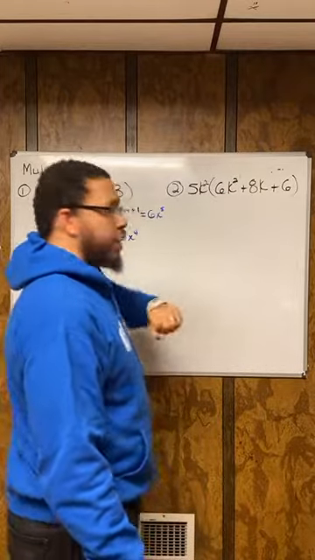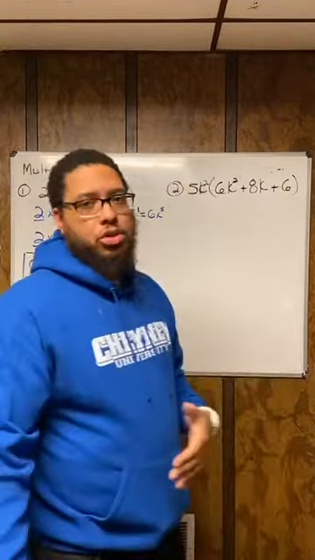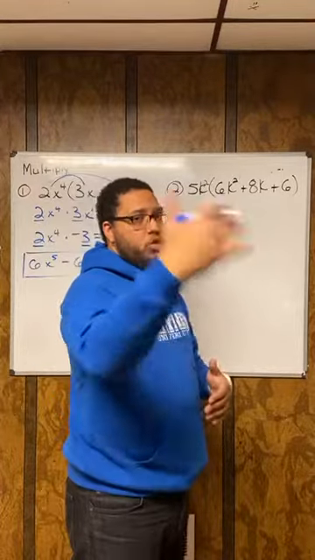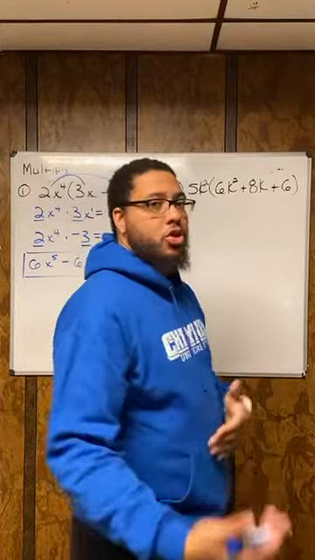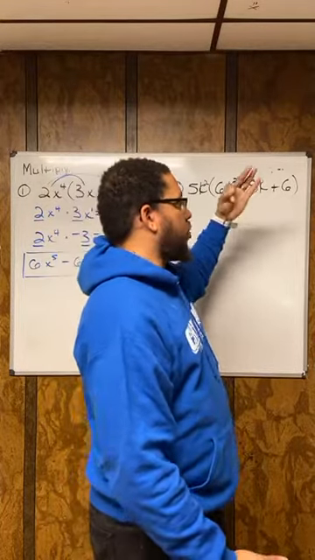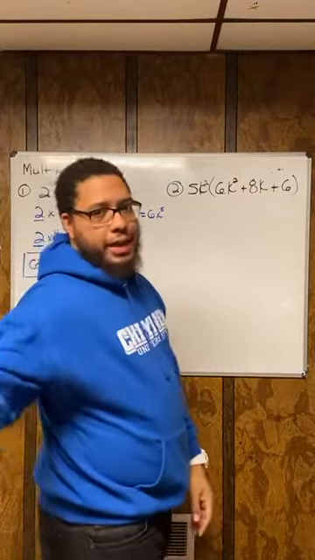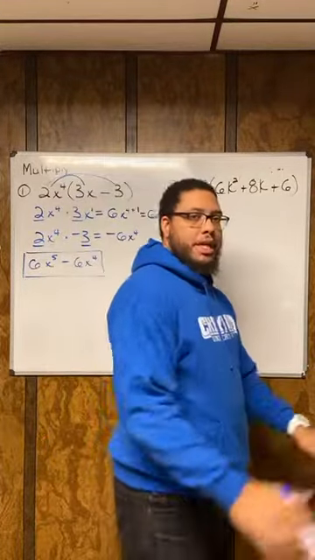But the difference is that number 1 had a binomial inside parentheses. And in number 2, you have what's called a trinomial inside parentheses. And it's called a trinomial because you have 1, 2, 3 terms. 3 terms, trinomial. Just like a tricycle has 3 wheels. It's the same exact concept.